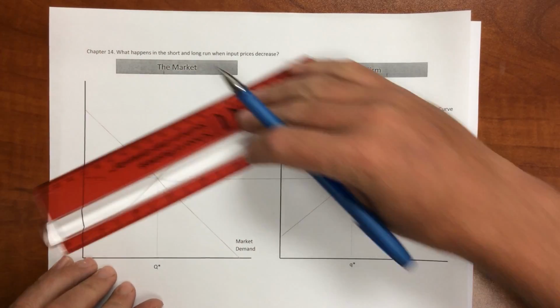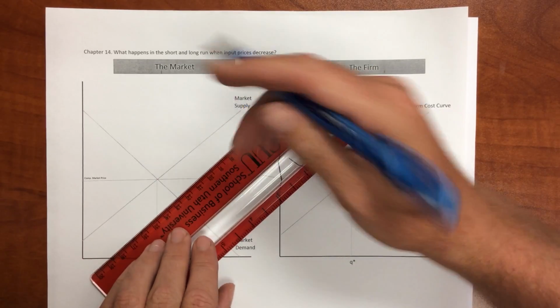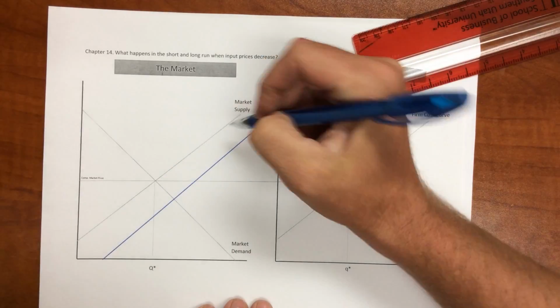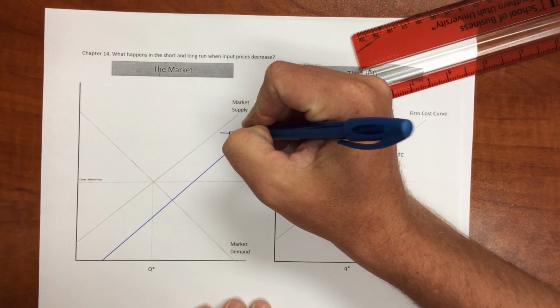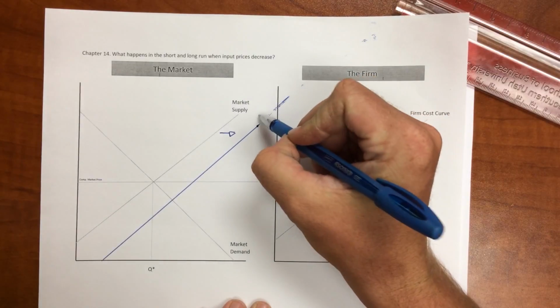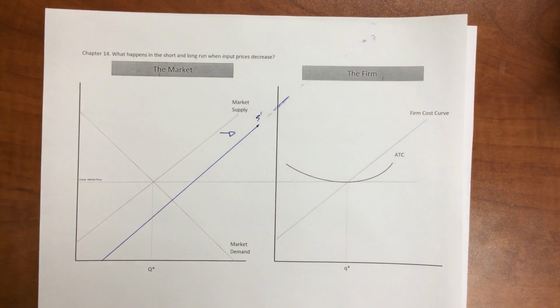That's our demand curve. No, we want to shift our supply curve out. That's why I was kind of stalling there for a second. Here, this is the shift in the supply curve caused by the decrease in input prices. There we go. There's our new market supply. And the question is, how does that affect the market?